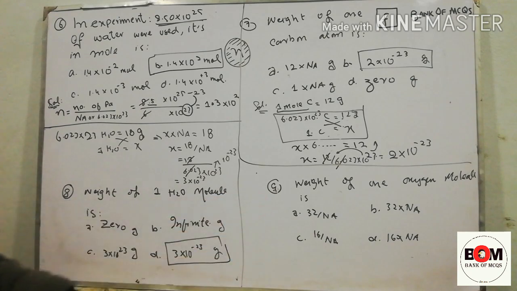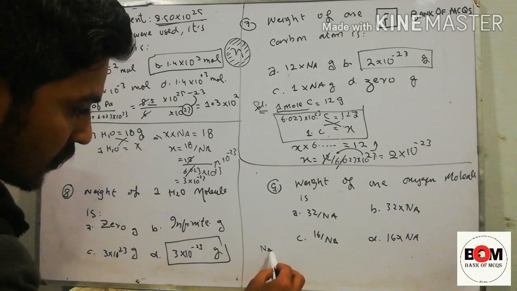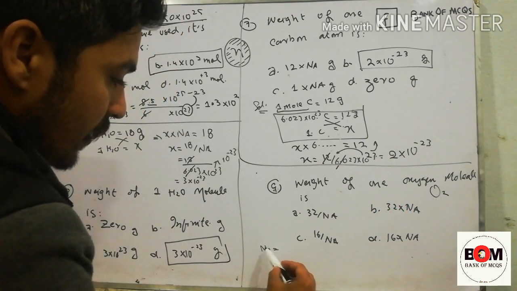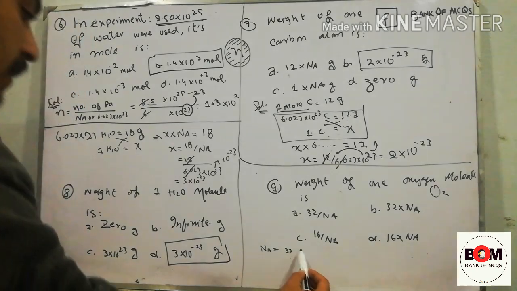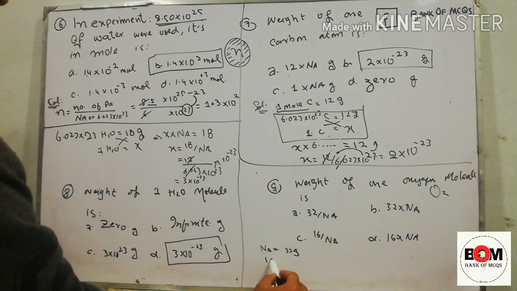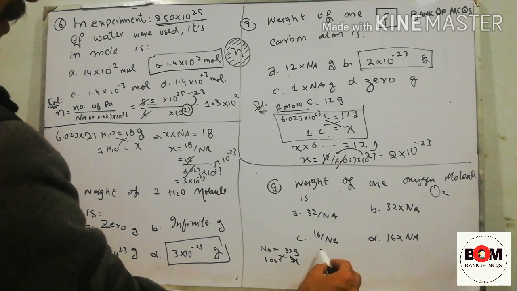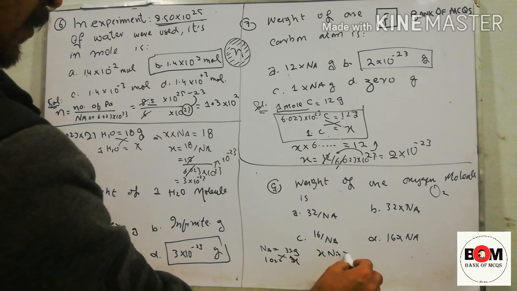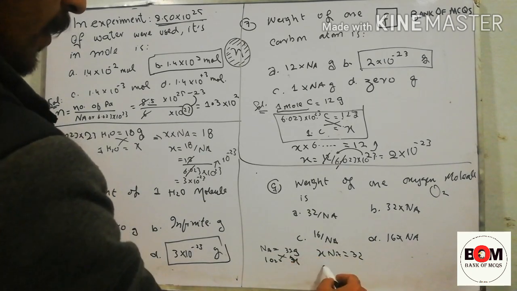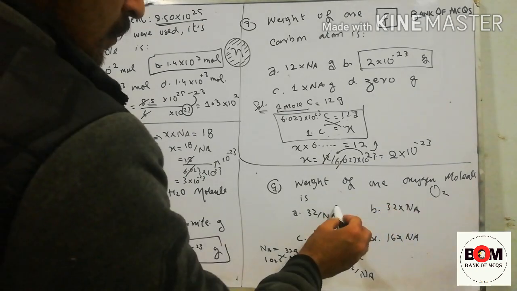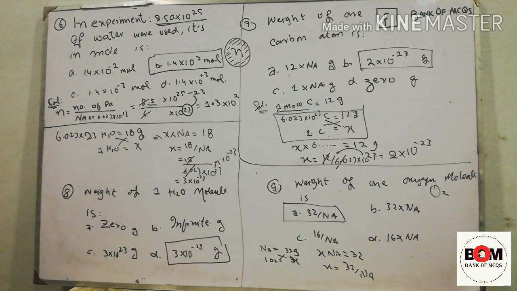MCQ number 9 is, weight of one oxygen molecule is. Now this is the same as the previous one, but we have an oxygen molecule. Oxygen molecule means O2. So one Na molecules of oxygen is 32 gram. So one oxygen molecule is equal to x. By cross multiplication, x into Na is equal to 32 into 1, or x is equal to 32 divided by Na. So the option is 32 divided by Na.